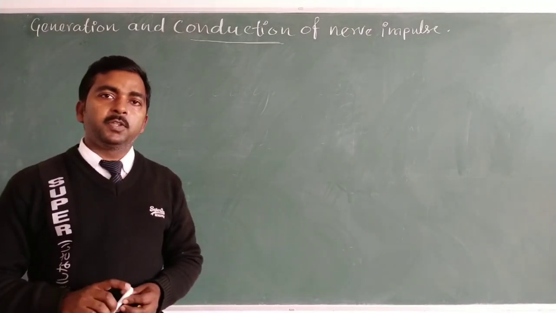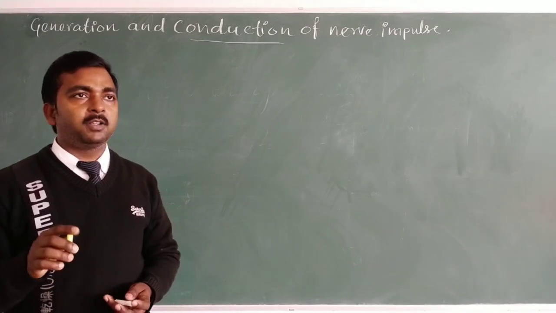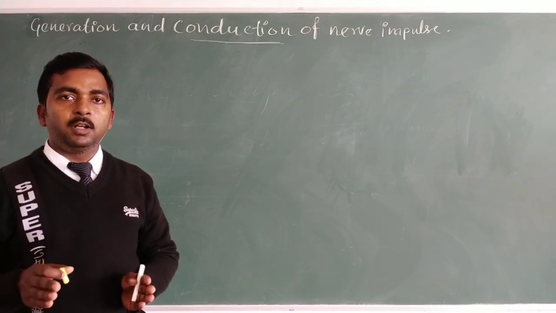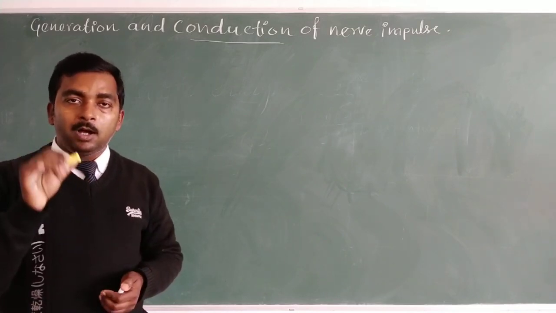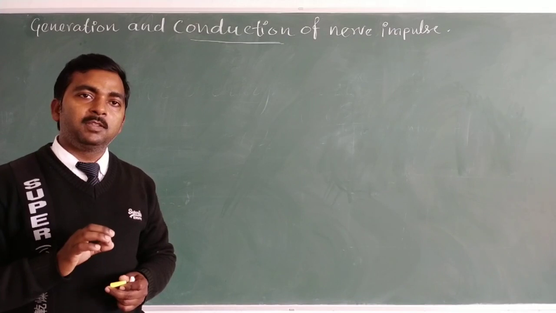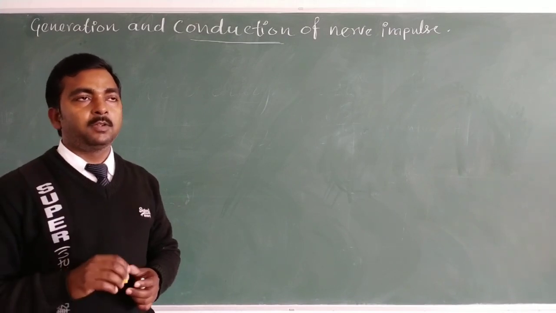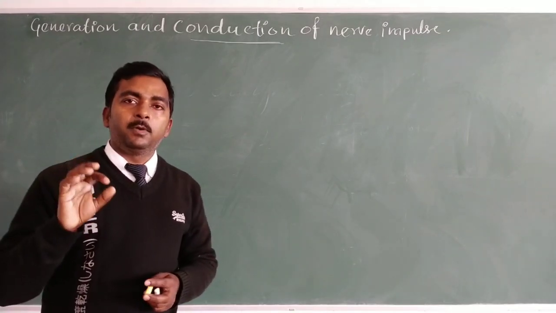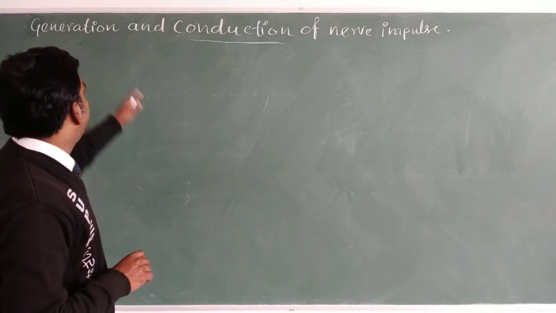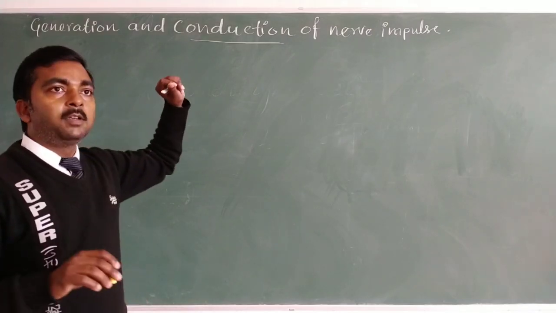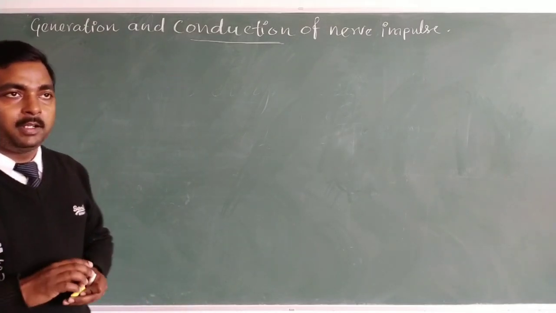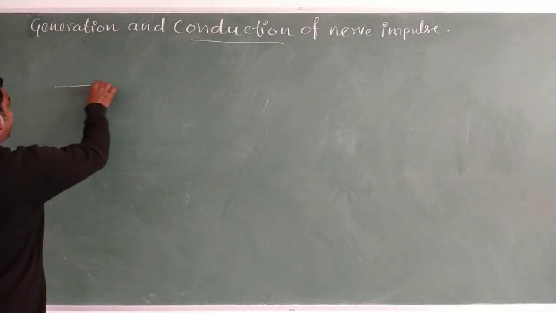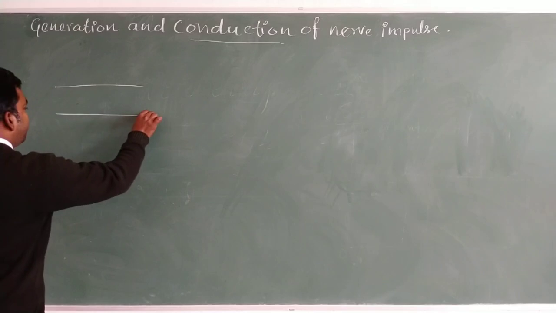For the process of generation and conduction of impulses, first of all we need to know in which form these impulses are generated and transferred. Ions are responsible for the generation and conduction of impulses, and these ions are created over the plasma membrane of the neuron. So this is the plasma membrane of the neuron.